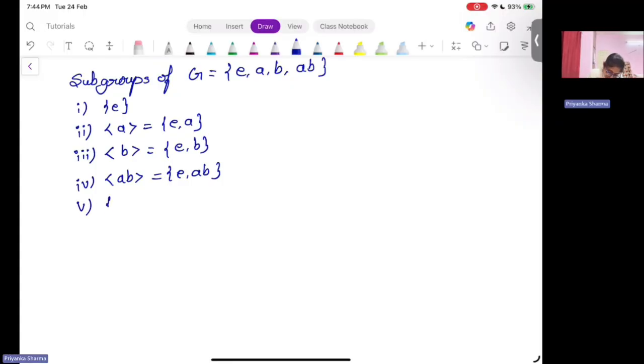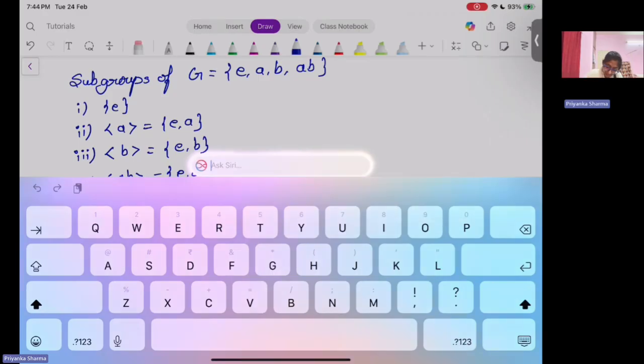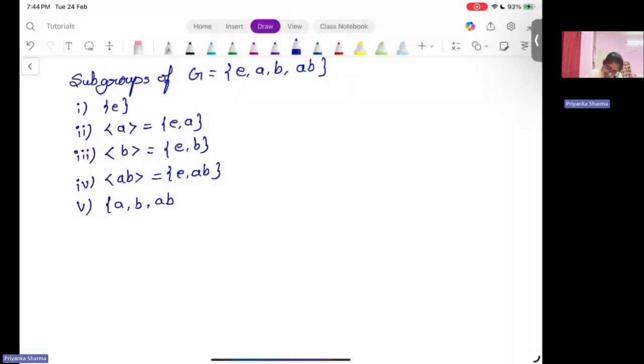Now, if I want to include A and B both, then we will have a product of that, and obviously identity will be there, since A into A is A square. So this will give us the entire group G. So we have these 4 subgroups of G.